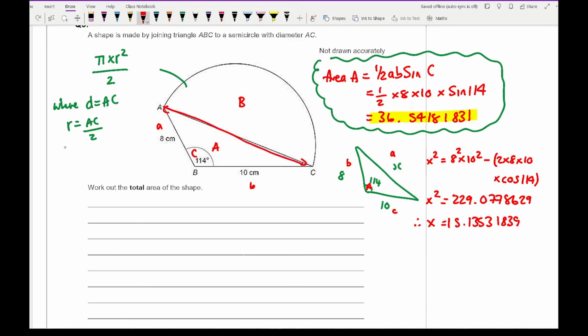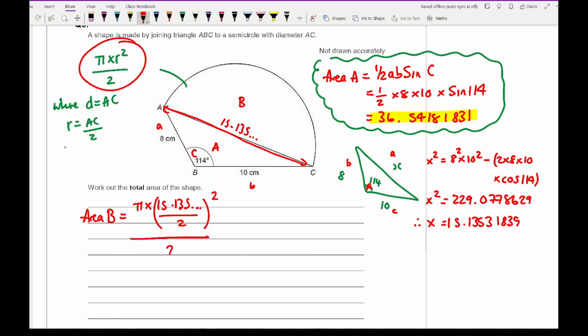So what I've got is that this distance here, A to C, is 15.135 and so on. To work out the area of B, I use this formula. So I've got pi times 15.135 divided by 2, because it's the radius I need and that's the diameter, squared, and I divide all that by 2. Then I end up with an answer of 89.9586625.